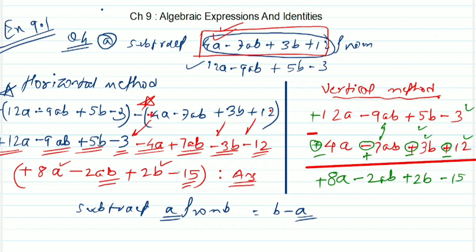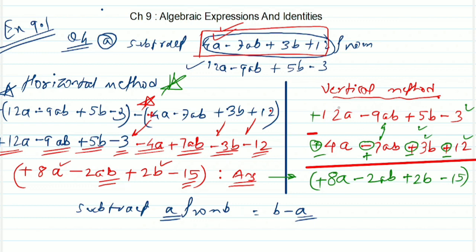So you can see that both the methods will give you the same answer, but it's much better to use the horizontal method instead of the vertical, because many times you will not have the like terms, so you will have to write 0 below.